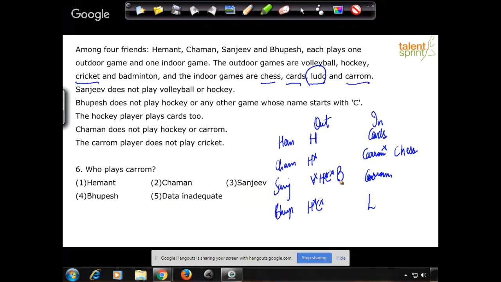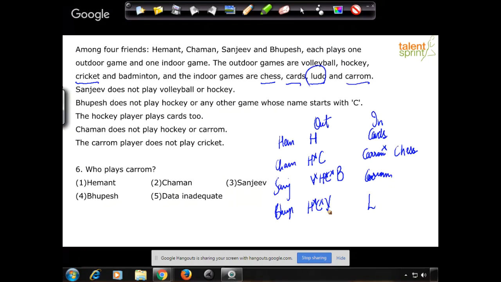Okay, now we have been able to find the games for 2 of them. Hemant we know plays hockey, Sanjeev we know plays badminton. Now there are only 2 games to be placed, volleyball and cricket. Cricket is a game that Bhupesh does not play, which means that Chaman is the guy who plays cricket and Bhupesh is the guy who plays volleyball.